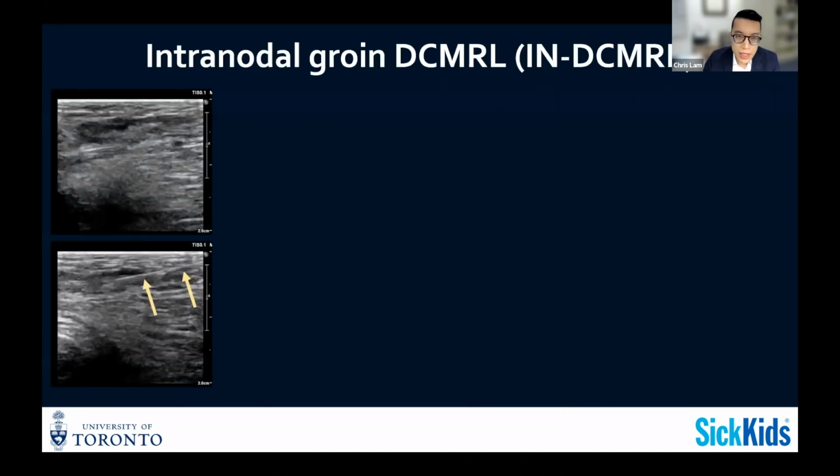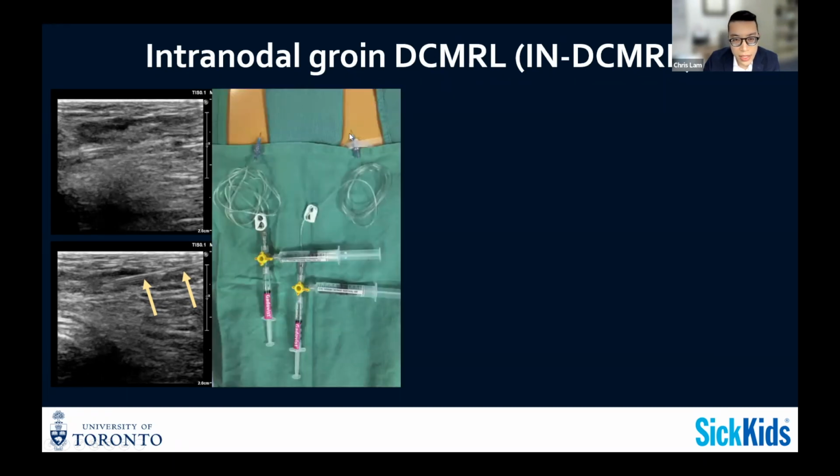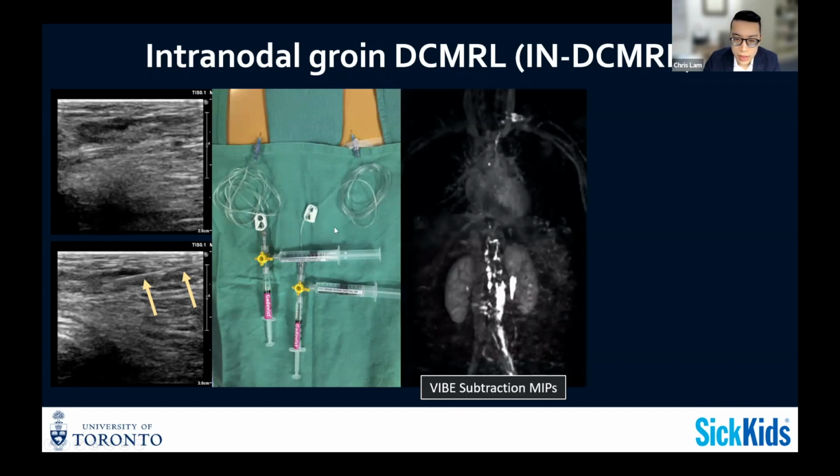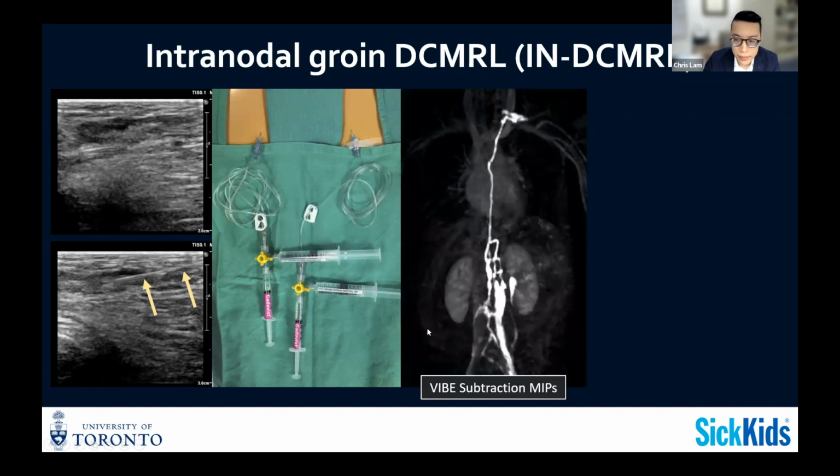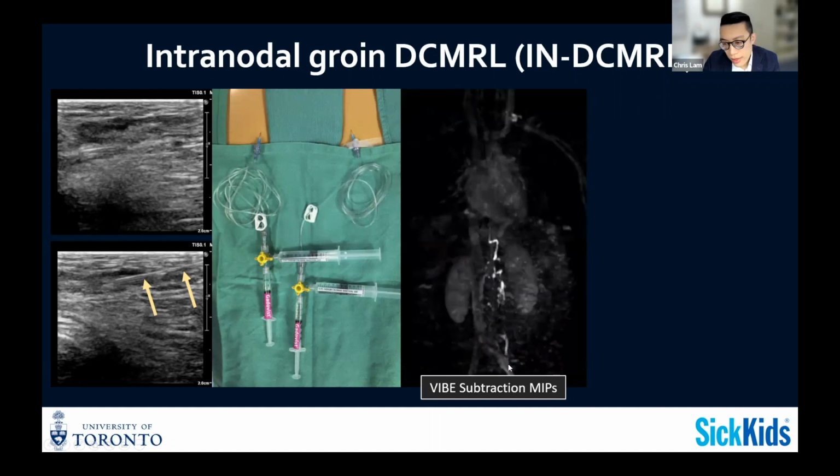So this is accessing the groin lymph node. By ultrasound, you put your needle into this lymph node, which is quite small. It's about 1 centimeter or less in short axis. Then you cannulate both groins. This is in a dummy. So you cannulate both groins and then put them into the scanner. And while in the scanner, you slowly inject the gadolinium. And this is what you see.